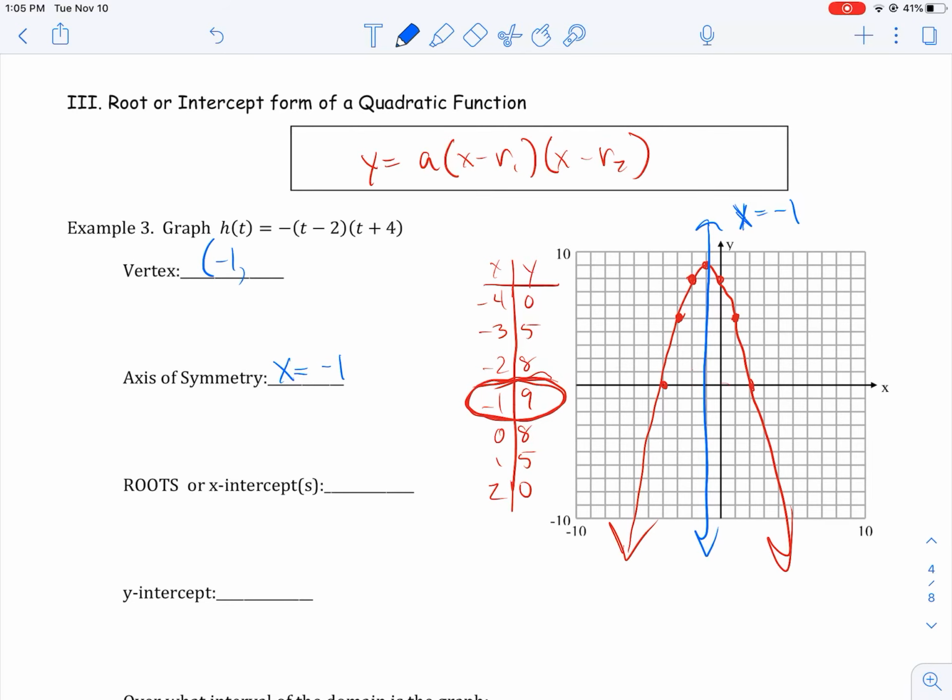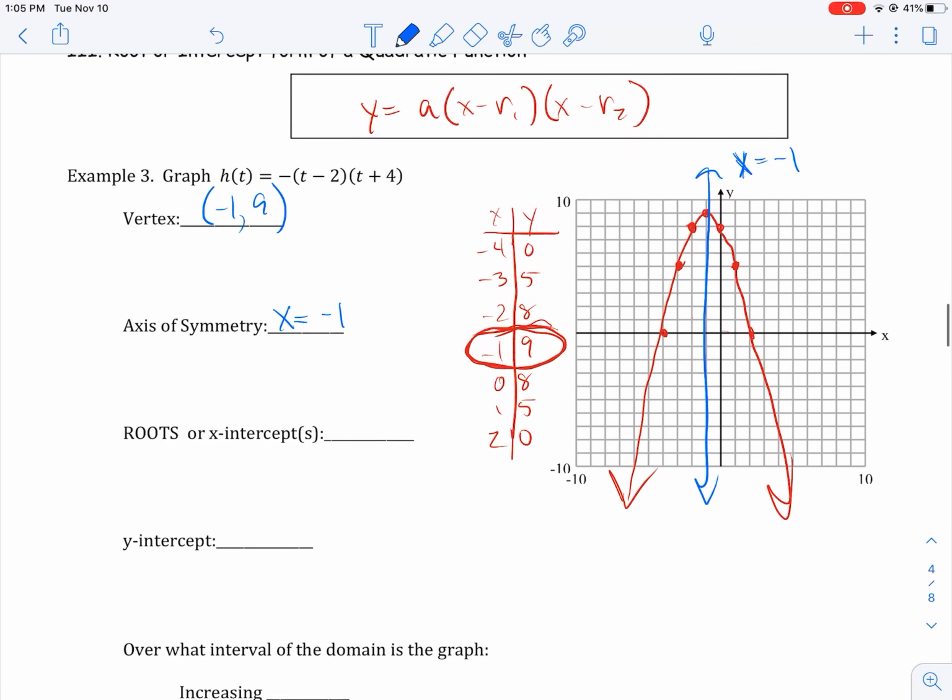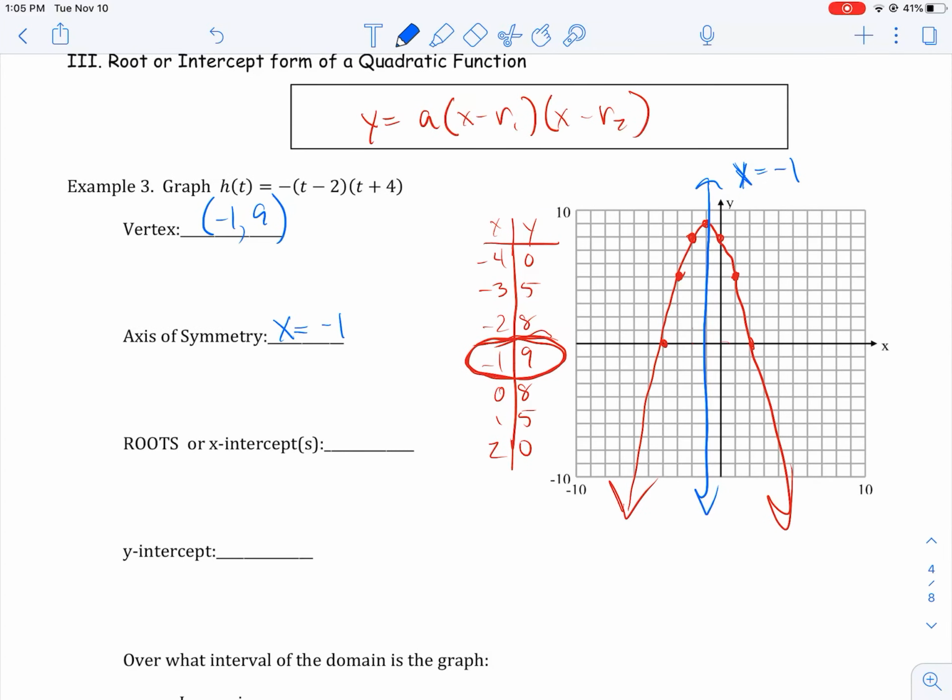Our vertex, -1, 9. Our roots are actually given here. Where's our roots at? Well, -4 and 2. So it actually gives us our roots here. Let me put that in better form there. Okay, our y-intercept, well, I'm looking for when x is equal to 0. So there's 0, 8.